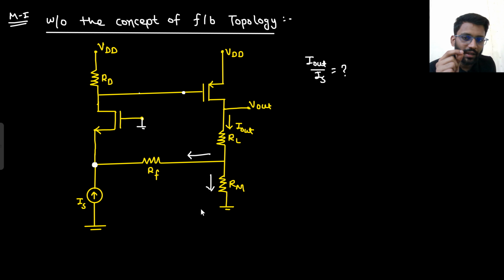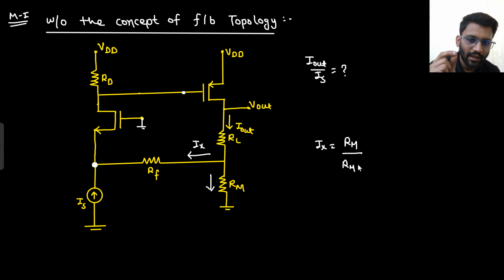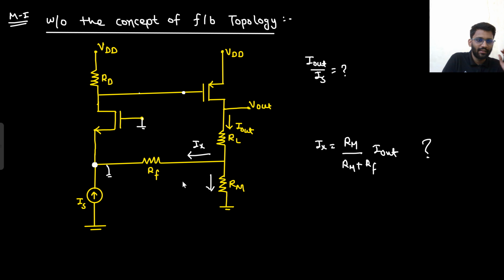Now, can you say, this current, let's assume I'm calling this current Ix, can you say your Ix is Rm upon Rm plus Rf into I out? Can you say like that? No, you cannot say, right? Because this node is not grounded. If this was grounded, then you could have said it, the current here would have been this much.